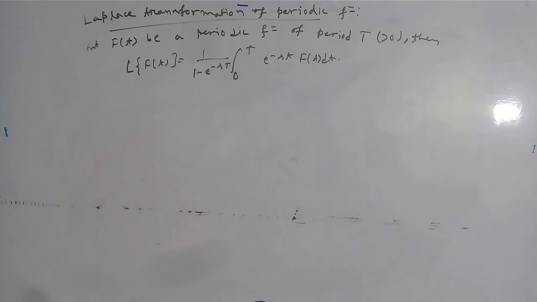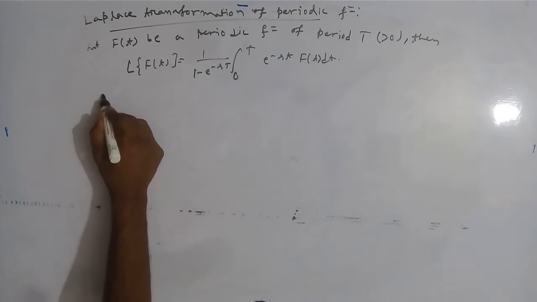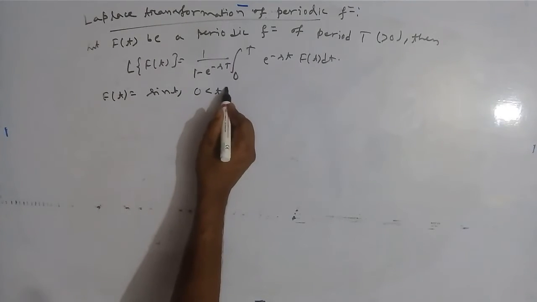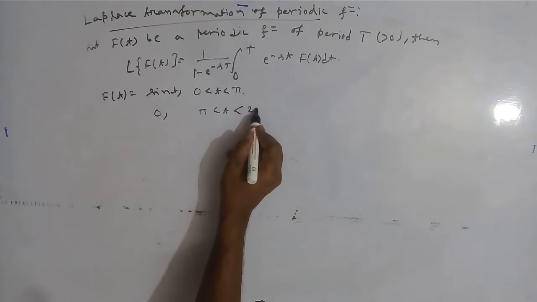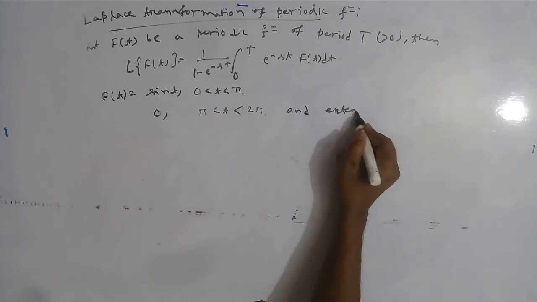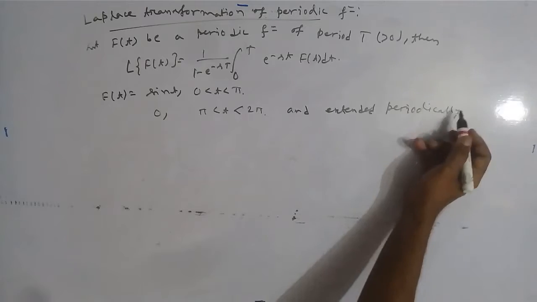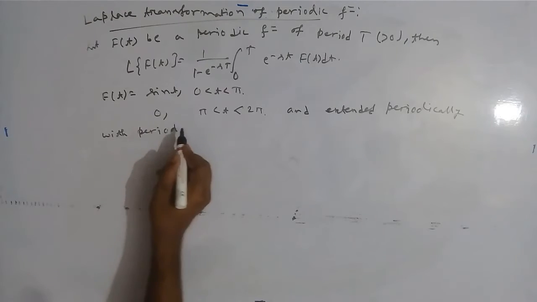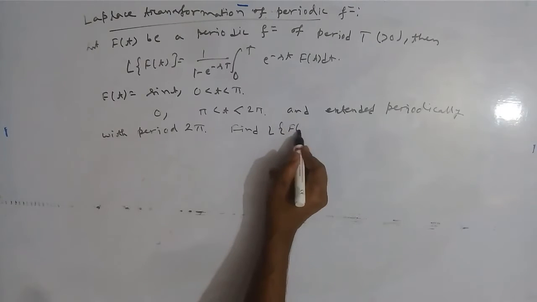I'll take an example. Let us take it is given that f(t) equals sin t for 0 less than t less than pi, and 0 for pi less than t less than 2 pi, and extended periodically with period 2 pi. Find L of f(t).